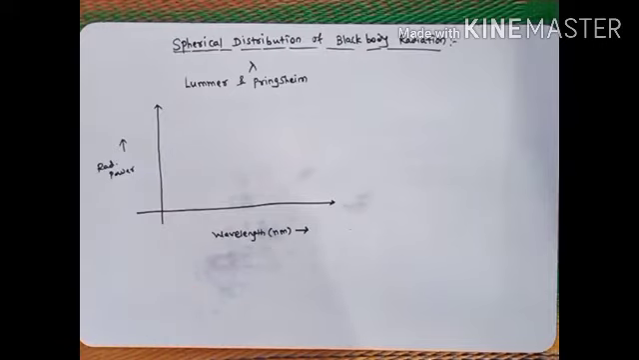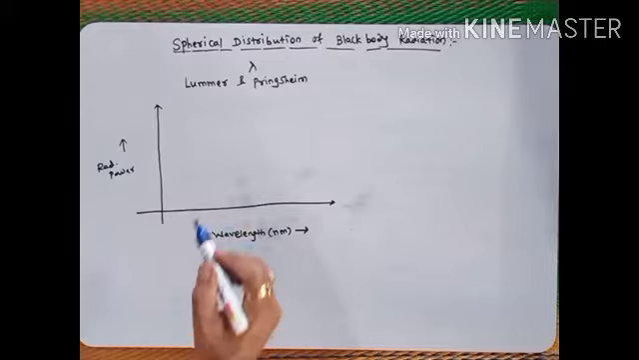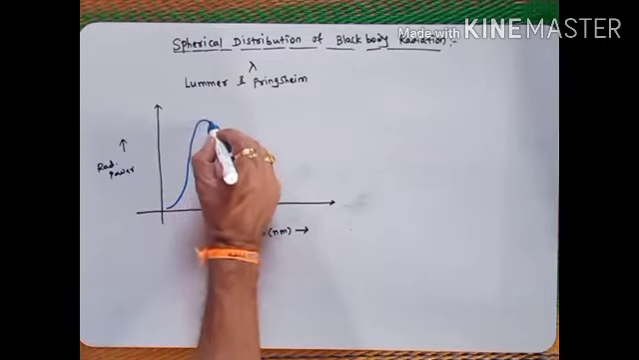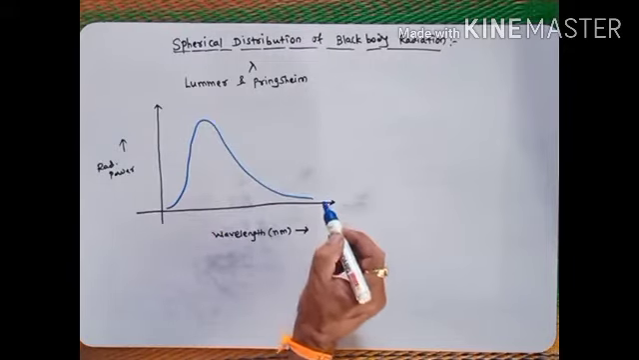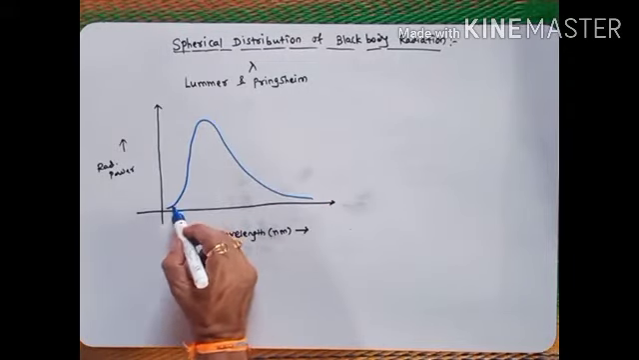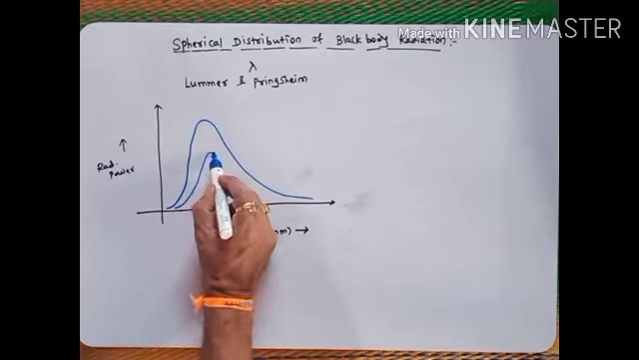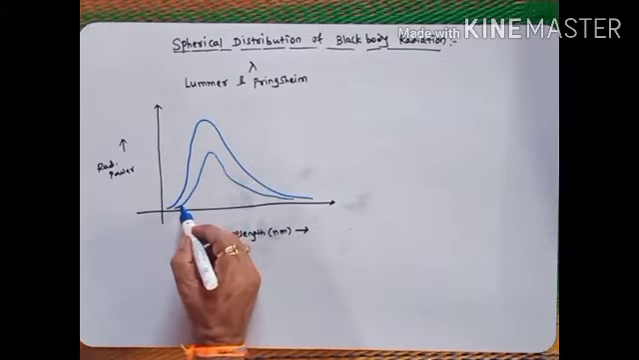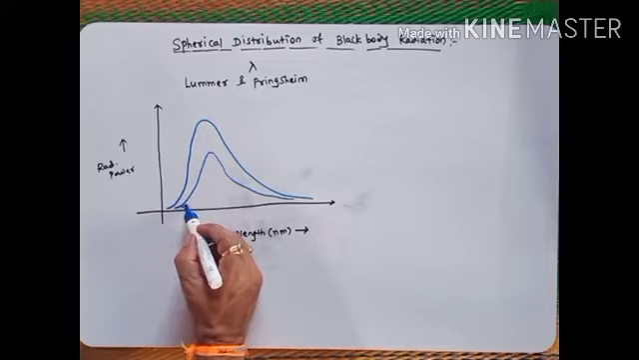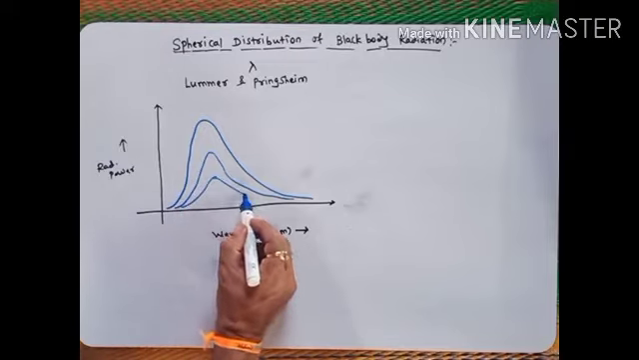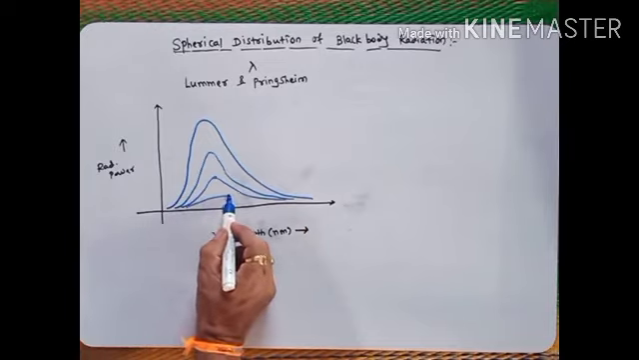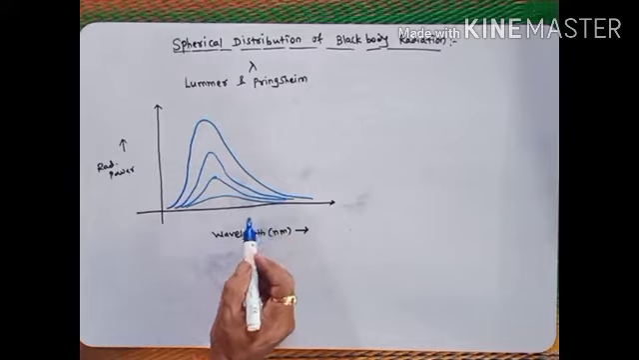Suppose I will plot graphs like this. Suppose this is the graph. This is one graph. This is the second graph. This is the third graph. This is the fourth graph.